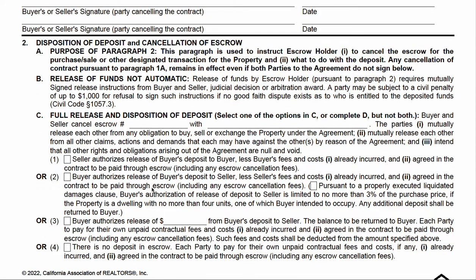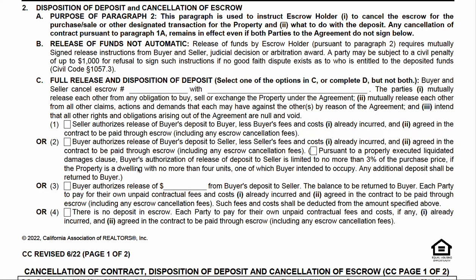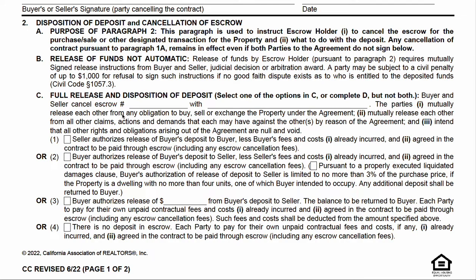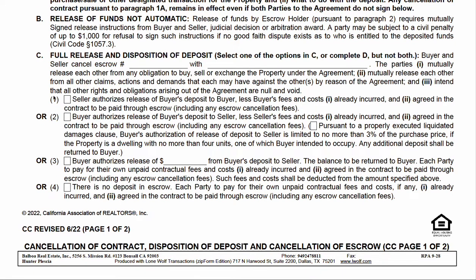Now we come down here because after cancellation, it begs the question, what about the deposit in escrow? And that's why CAR basically took two forms and made it into one, because this is the immediate next question. What happens to the deposit? The release of the deposit from escrow requires both parties to sign a disbursement instruction to escrow. So that's why it puts different provisions in here. It explains that it's not an automatic release of funds. You can put the escrow number and escrow company here, and then here are the check boxes.